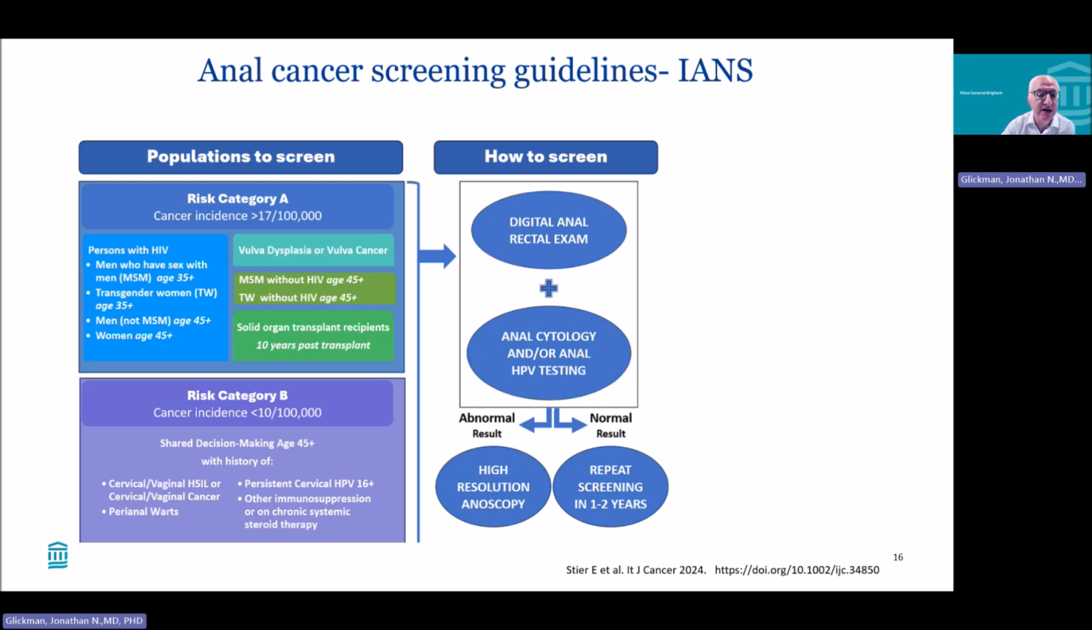These include persons with HIV, women with vulvar dysplasia or vulvar cancer, men who have sex with men without HIV, and solid organ transplant recipients, as well as a category B, with lower incidence. So generally, the screening method is digital anal rectal exam, anal cytology, with or without anal HPV testing, and then standard of care is for the abnormal result to be followed up by a high-resolution anoscopy.